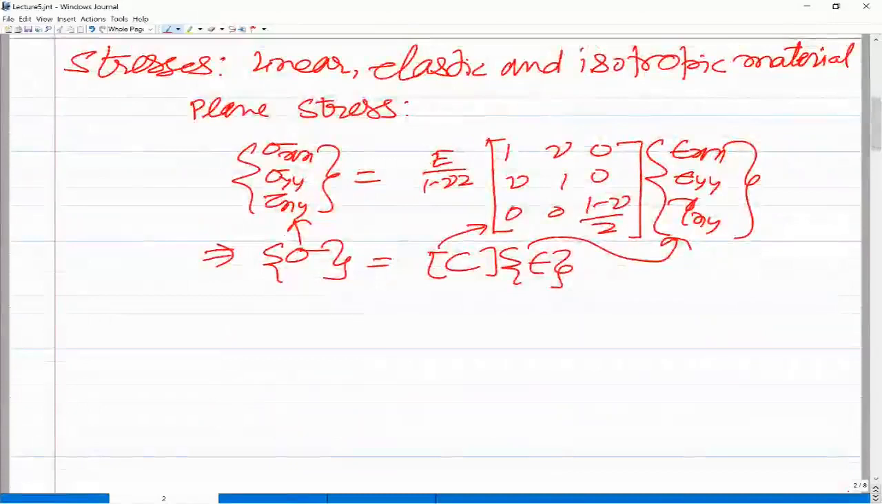You know this relationship, that these three stresses are expressed in terms of three strain components: epsilon xx, epsilon yy, and gamma xy. Here C is known as the constitutive matrix.